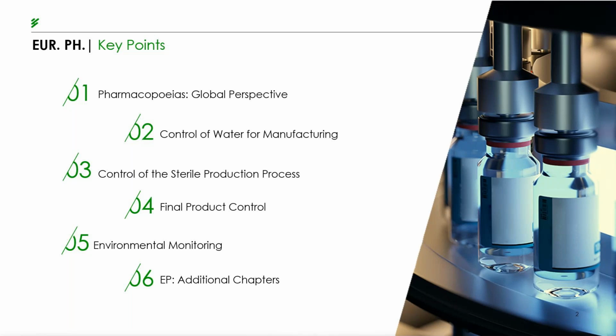Also, the control of both sterile production process and the final product, depending on the type of pharmaceutical product. Environmental monitoring for good control of cleanliness and good practices. And finally, a part on chapters of the Pharmacopoeia that are interesting, such as the differences that may exist between the USP and the European Pharmacopoeia, although these are harmonized.